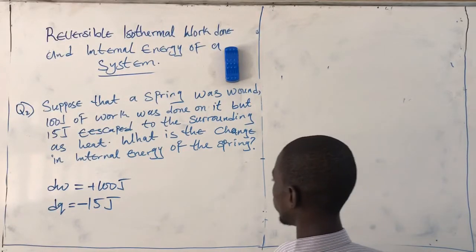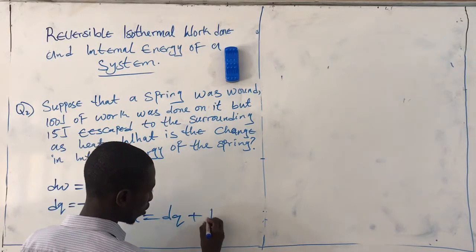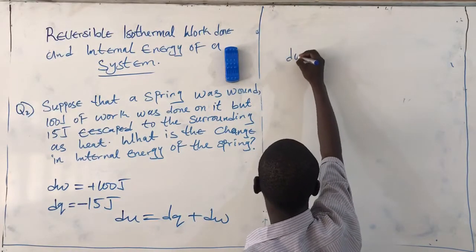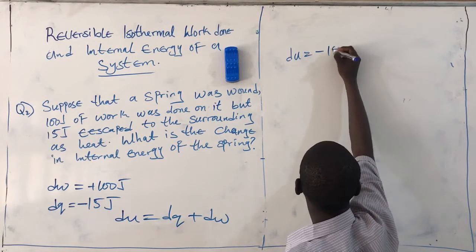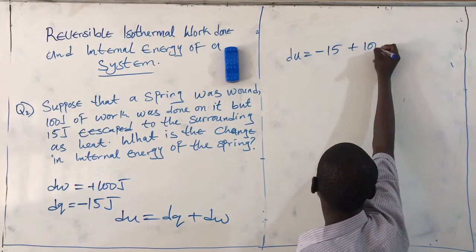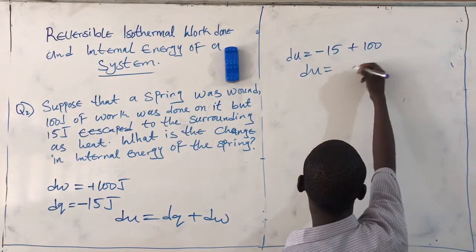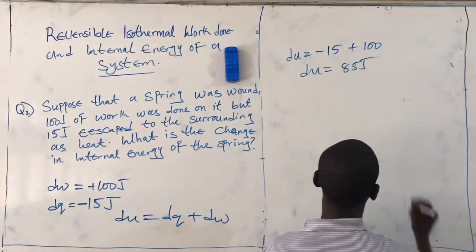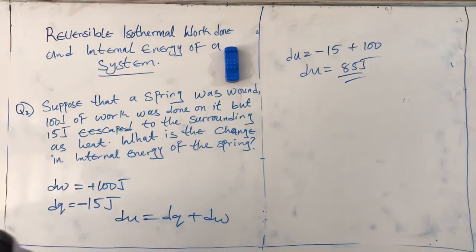Then what is the internal energy of the spring? And of course we know internal energy dU is equal to dQ plus dW. But in this case our dQ is negative. Therefore dU will be equal to minus 15, which is our quantity of heat, plus 100. Our dU will be equal to 100 minus 15, which is 85 joules. That is the internal energy of our system. Let's take another question.